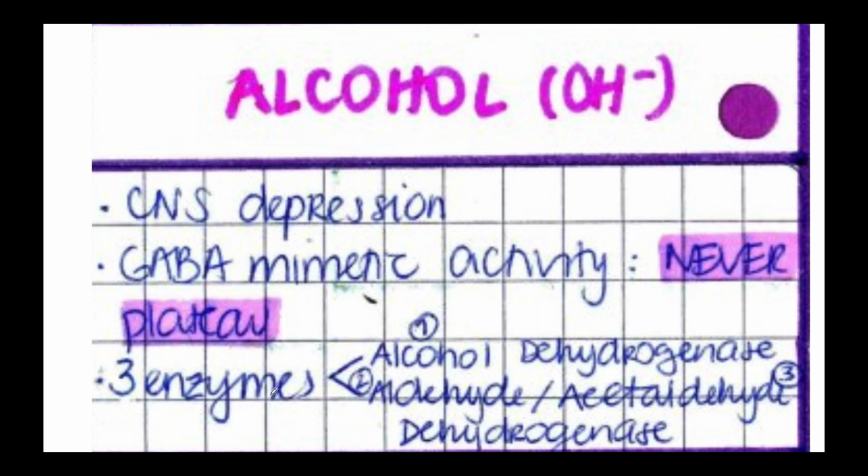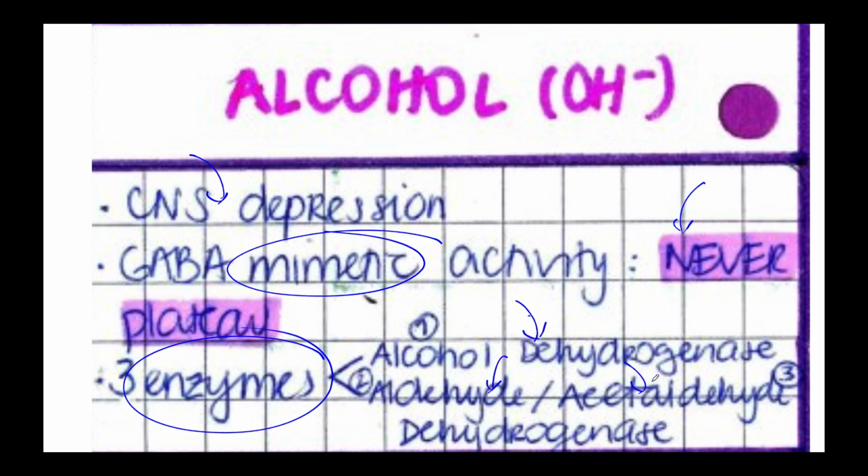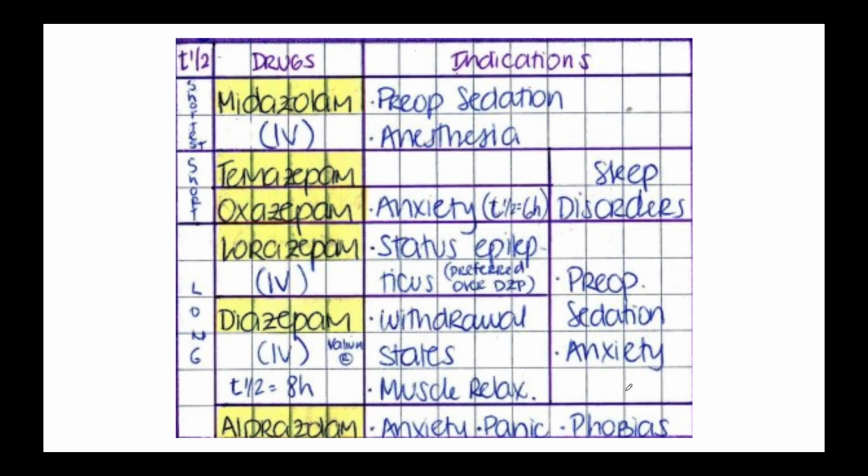Now, how about alcohol? Alcohol is a CNS depressant. It also has a GABA mimetic activity, never plateaus. There are three enzymes important for alcohol metabolism: alcohol dehydrogenase, acetaldehyde dehydrogenase.